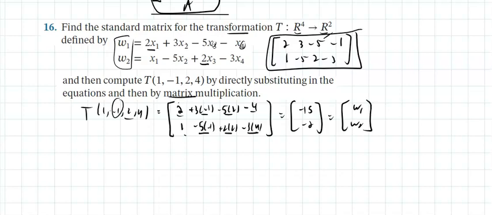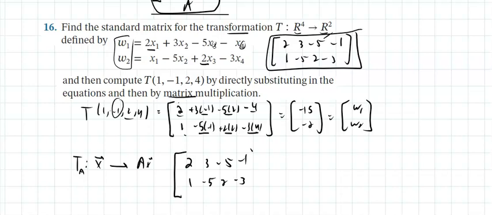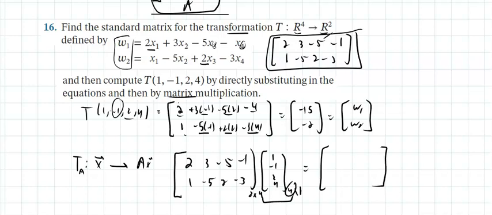And by matrix multiplication, what does that mean? That transformation takes x and maps it into Ax, right? Well, if you take x and you map it into Ax, A is 2, 3, negative 5, negative 1, 1, negative 5, 2, negative 3, multiplied by x. And what's x? 1, negative 1, 2, and a 4. So this is 2 by 4, and this is 4 by 1. The outcome is 2 by 1. Do you see how the input is 4 dimensions? You input 4 of those, and the outcome is a 2 by 1.